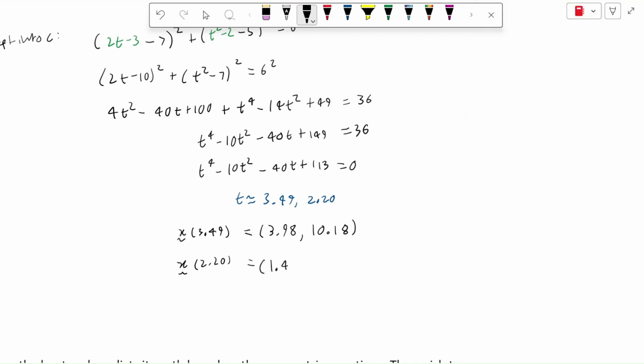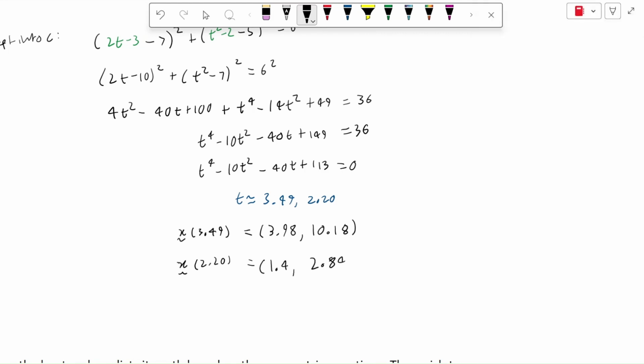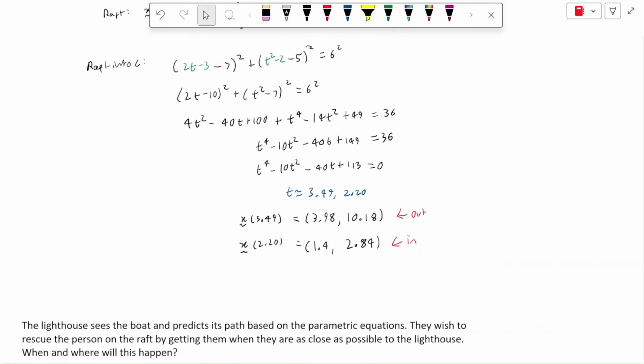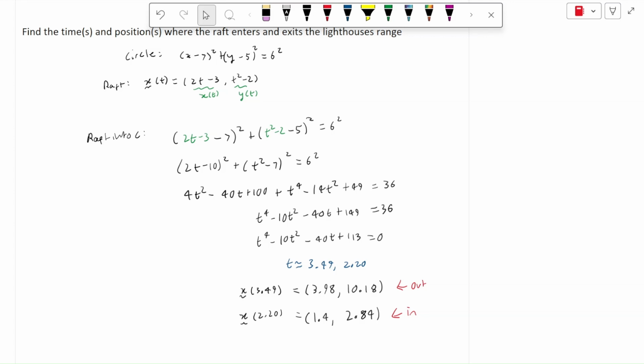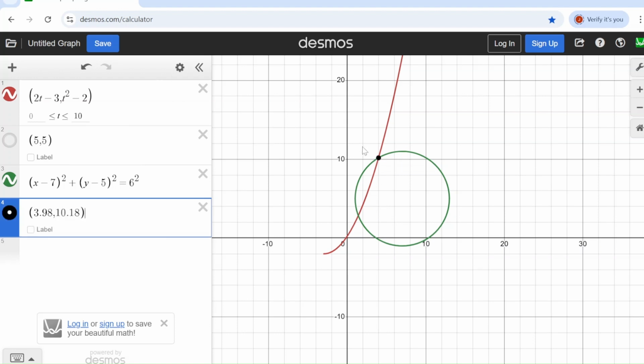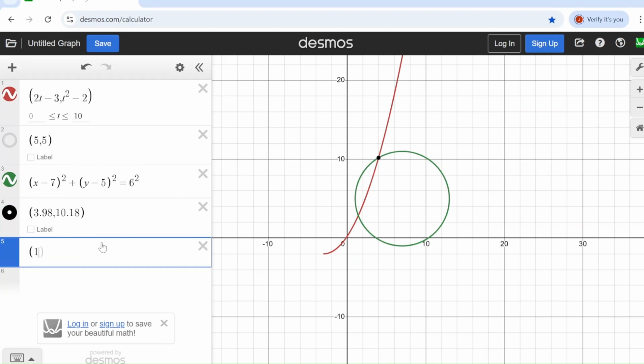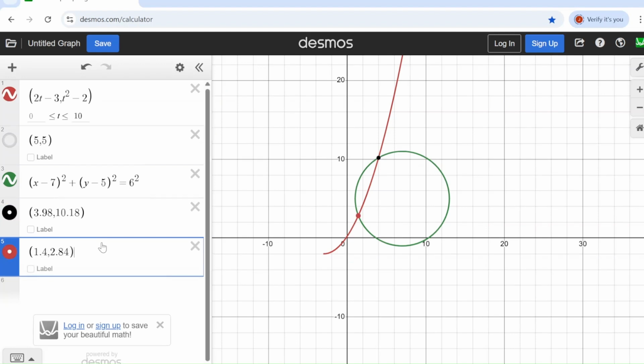You actually have to look at the point itself on the calculator. You can see it's got it labeled with the coordinates there, 2.84. So this is where it goes into the range, and this is where it goes out. So any time between that, it's inside the range. And let's interpret this in the context of the graph here. So 3.98 and 10.18 should be that exiting dot that I just found, which it is. And then we should have another dot where it's coming in, 1.4 and 2.84. So 1.4, 2.84. So that red dot is where it's coming in.